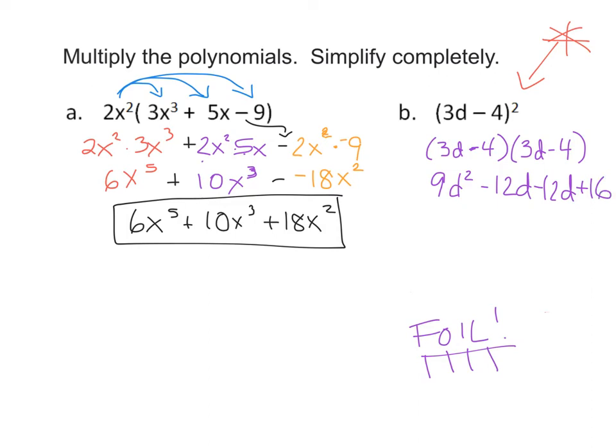Now we're going to simplify this. 9d squared, there are no other d squareds, so we're just going to write 9d squared. Then we have negative 12d and negative 12d, so that will be minus 24d. And lastly, we have just the plus 16 right here, so plus 16.